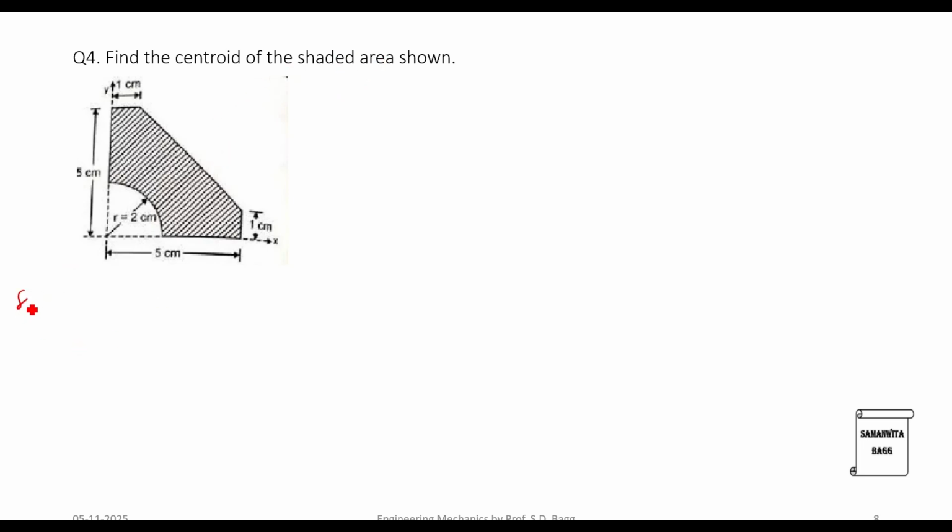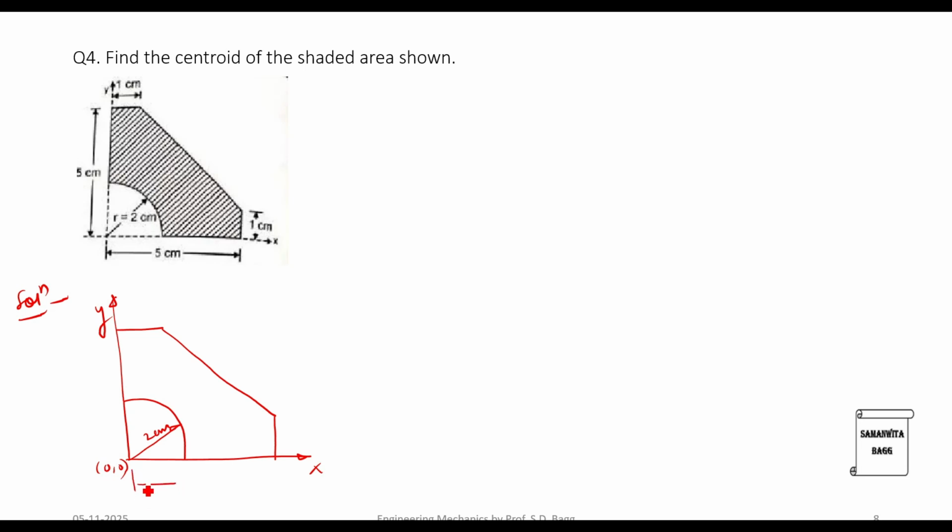The first thing that we'll do is copy the diagram. This is the y-axis and this is the x-axis. Here we have this shape. And then here we have a quarter circle. The radius of this quarter circle is given as 2 centimeter. This is 0, 0. This distance is given to us as 5 centimeter.